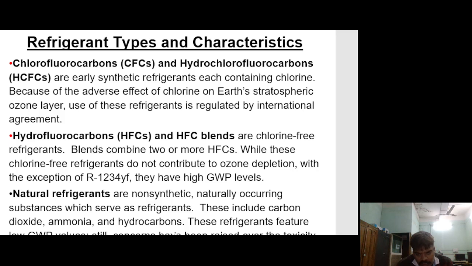Natural refrigerants are non-synthetic, naturally occurring substances which serve as refrigerants. These include carbon dioxide, ammonia, and hydrocarbons. These refrigerants feature low GWP values. Still, concerns have been raised over the toxicity of NH3 and the safety of hydrocarbons.